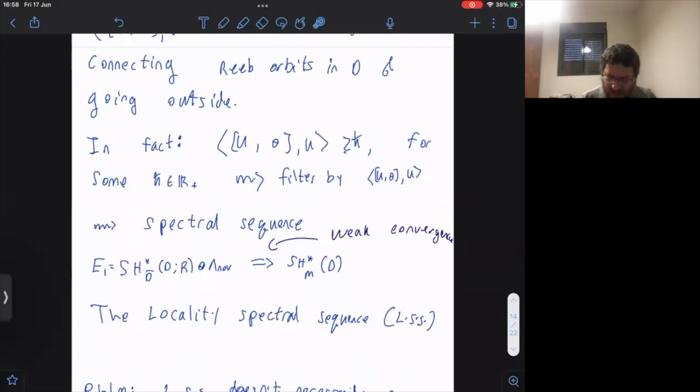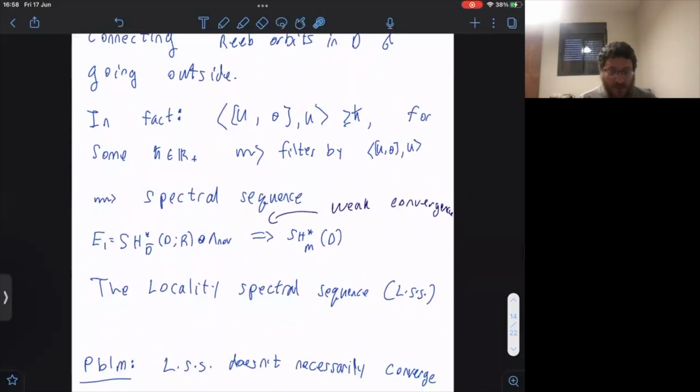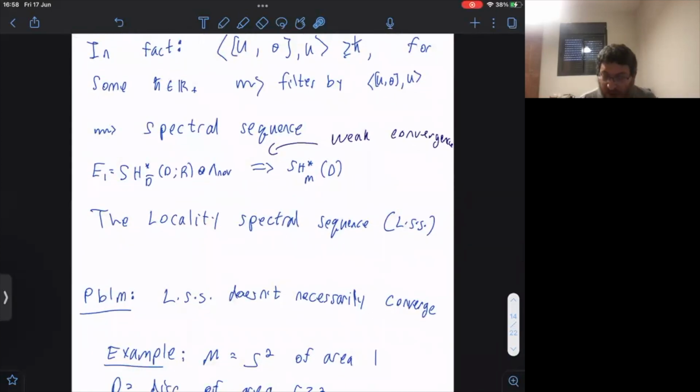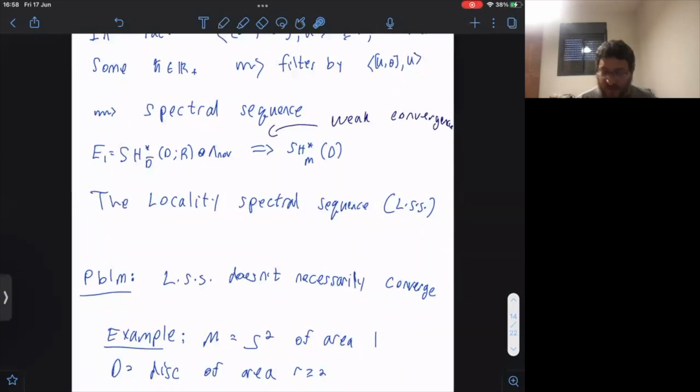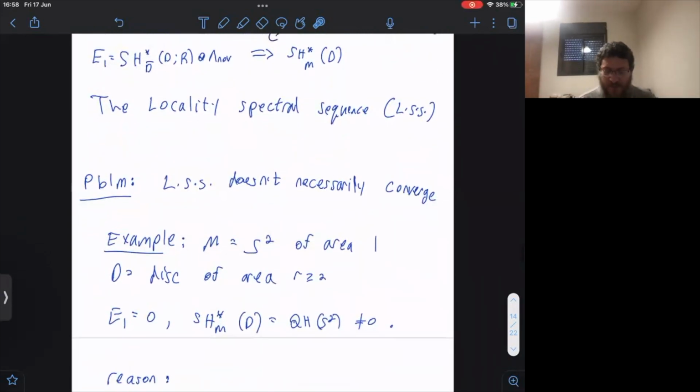Okay, so you have this spectral sequence, and let me refer to it as the locality spectral sequence. Now the big problem with it is that it doesn't necessarily converge. We can see an example that it doesn't converge, and that example also shows us what the problem is. Why does it not converge? The basic example is your manifold is a sphere of area 1, and then you take a disk of area R, which I think should be strictly greater than 2.